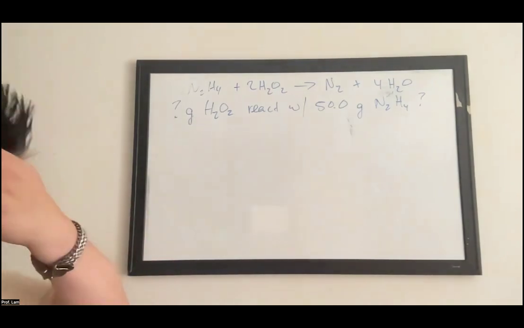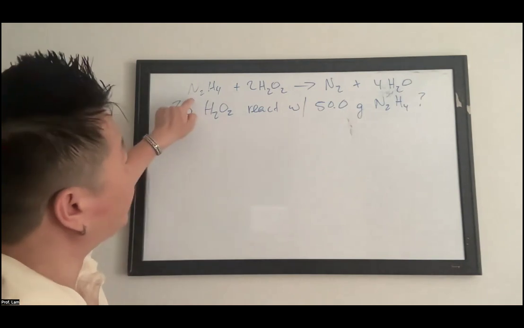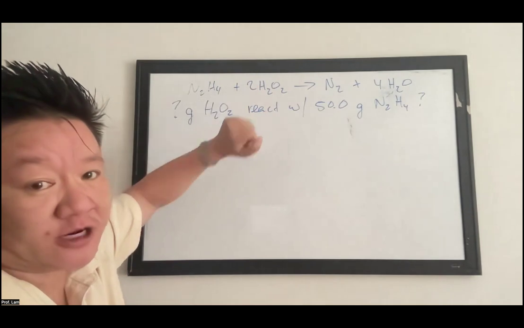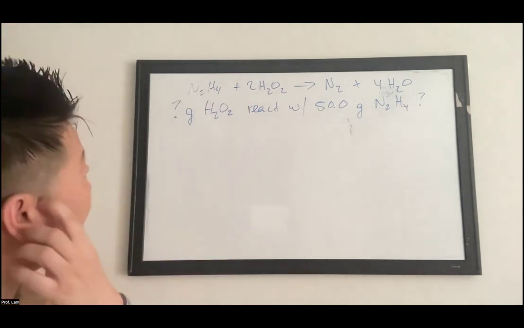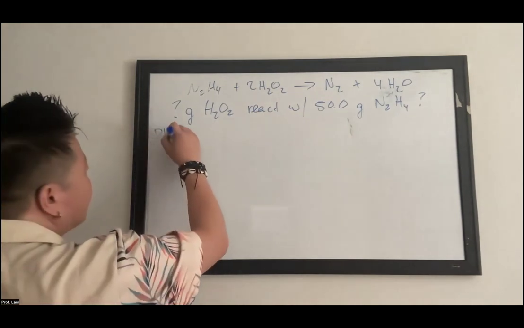All right. So again, how many grams of hydrogen peroxide will react with 50 grams of N2H4? So that's our two things we're relating now. That's our A and B. The equation is balanced. Always quickly check. So first step, make a plan.